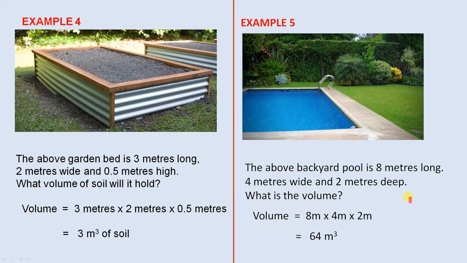The above backyard pool is 8 metres long, 4 metres wide and 2 metres deep. What is the volume? You multiply the dimensions together and you get a volume of 64 cubic metres.